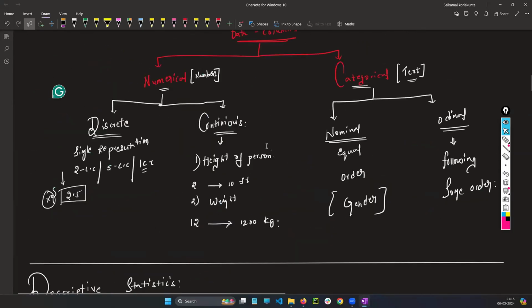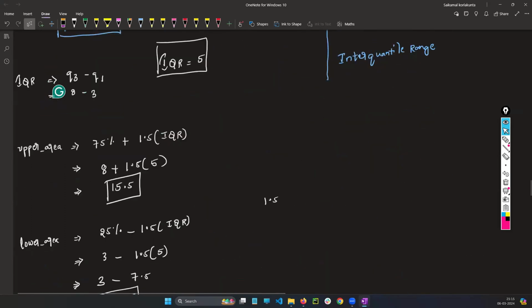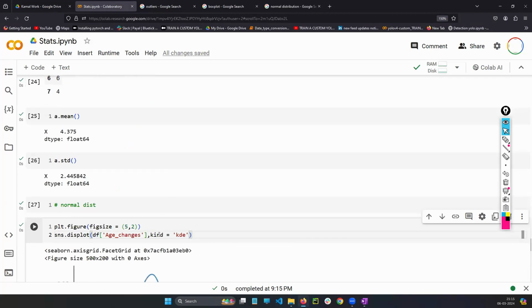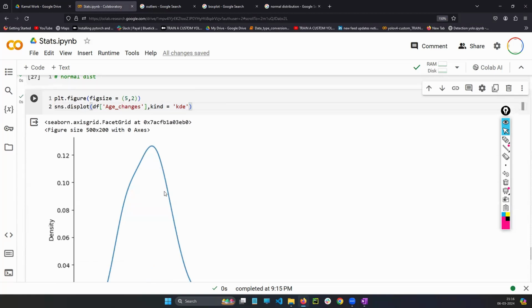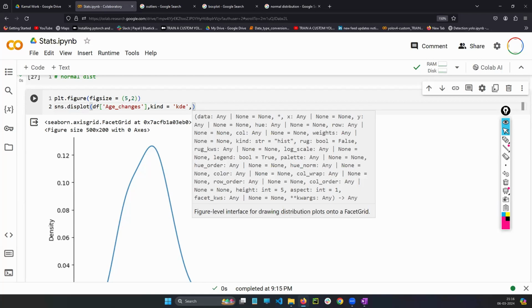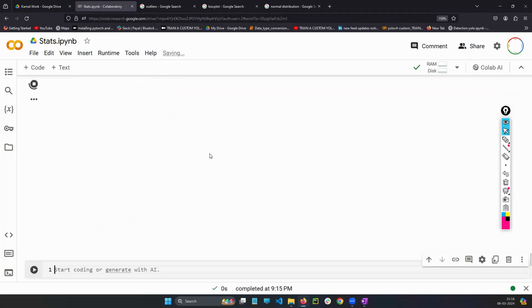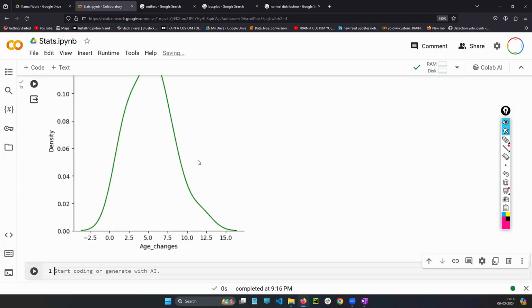Sir, excuse me, sir. What is that kind equal to KDE? Kind. If you want to represent the kind, by default it will select the histogram. So I want the visualization KDE, which means kernel density estimator, meaning this plot showing the normal distribution. Is color also mandatory, sir? Kind, yes, kind. Kind means you are representing what you want. I need the kernel density estimator. Color is what you want. I want the green color. See, if I give the green color, the green color line will come.